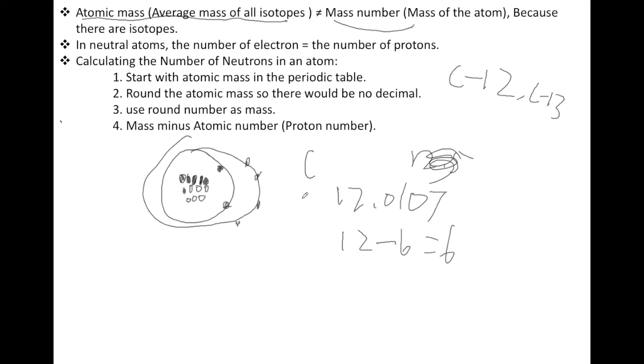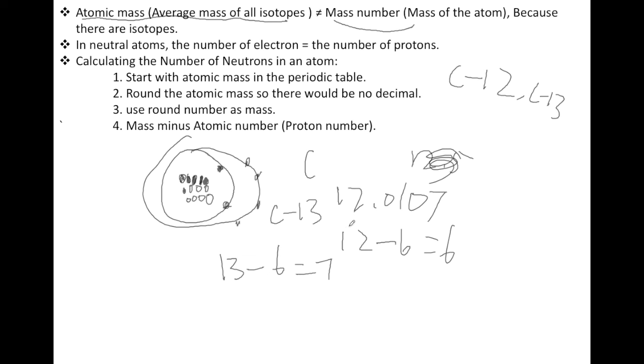Now, say for example, the atomic mass is given. Say there's an atom of carbon with an atomic mass of 13. So it's going to be carbon 13. How many neutrons are there? Again, it's 13 minus 6, the number of protons, which equals 7. So far so good? Pretty simple.